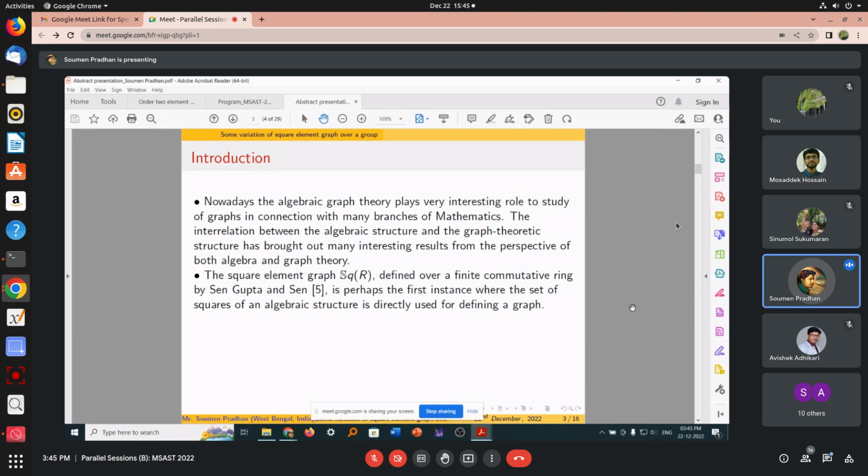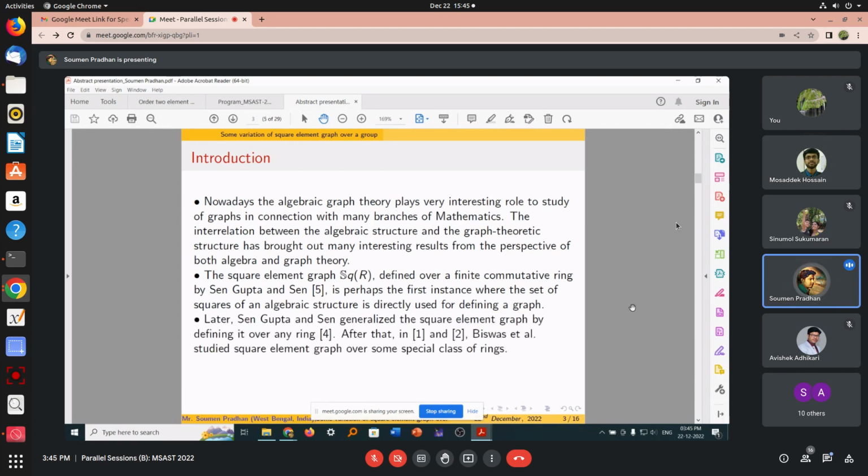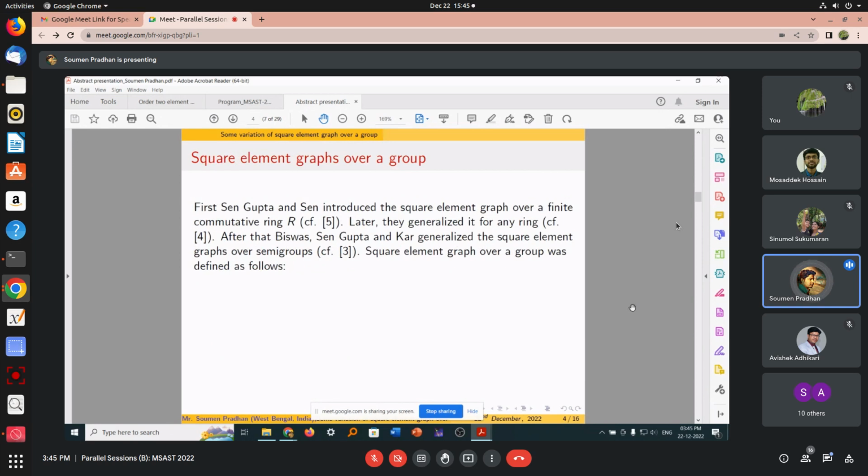The square element graph, defined over a finite commutative ring by Sengupta and Sen, is perhaps the first instance where the set of squares of an algebraic structure is directly used for defining a graph. Later, Sengupta and Sen generalized the square element graph by defining it over any ring. After that, Biswas studied the square element graph over some special class of rings. Later, they introduced the square element graph SQS over a semigroup S and studied some of its properties. Now we introduce the square element graph over a group.